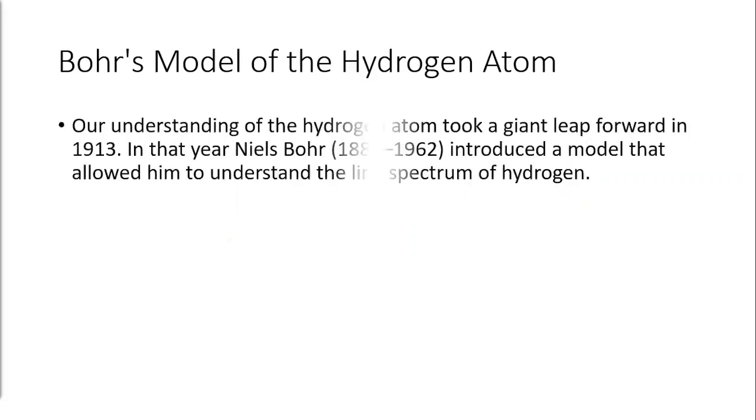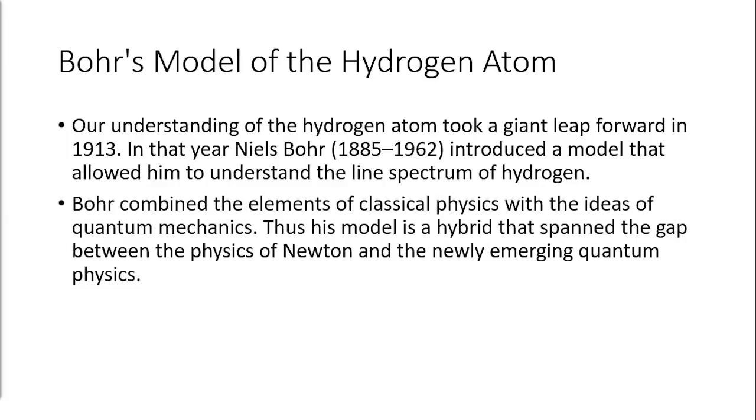Our understanding of the hydrogen atom took a giant leap forward in 1913. In that year, Niels Bohr, who lived from 1885 to 1962, introduced a model that allowed him to understand the line spectrum of hydrogen. Bohr combined the elements of classical physics with the ideas of quantum mechanics. Thus his model is a hybrid that spanned the gap between the physics of Newton and the newly emerging quantum physics.